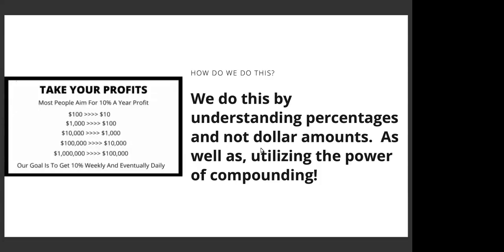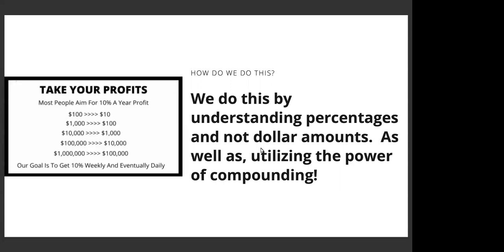So I put this in the community several times. Some of you may be familiar with this diagram, but you want to compound your way to the top. And we do this by understanding percentages and not dollar amounts. A lot of times you may see Gullah in the community, he always does the percentage sign over the dollar sign. And when you do that, it can help you to understand the importance of compounding. You don't want to look at dollar amounts, you want to look at percentages. And you also want to understand the power of utilizing a compounding strategy. So if you can take $100 and get $10 from that, and you can continue to compound your way to the top, eventually you may be at a $1 million account.